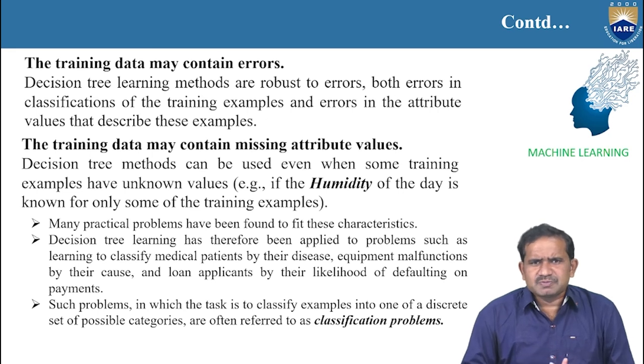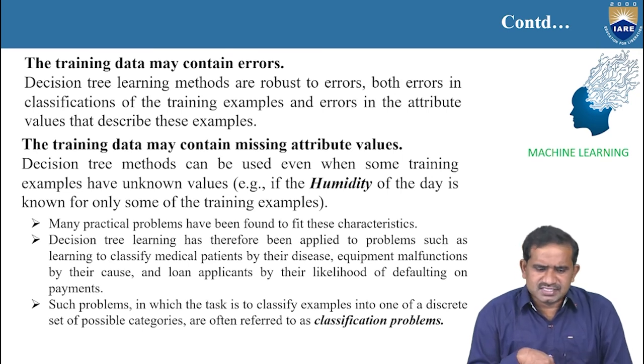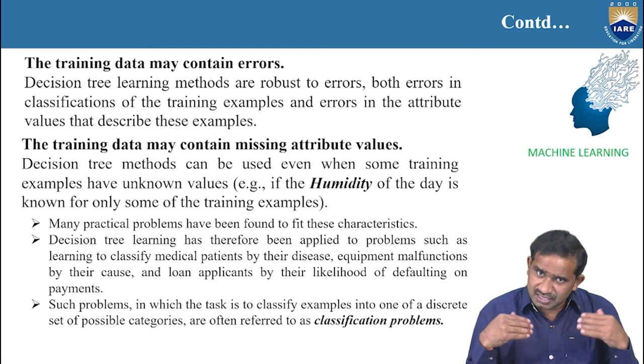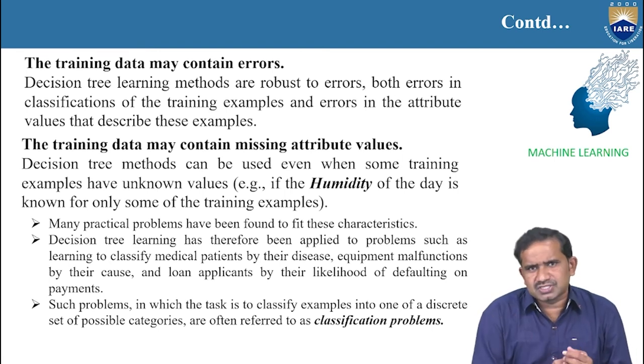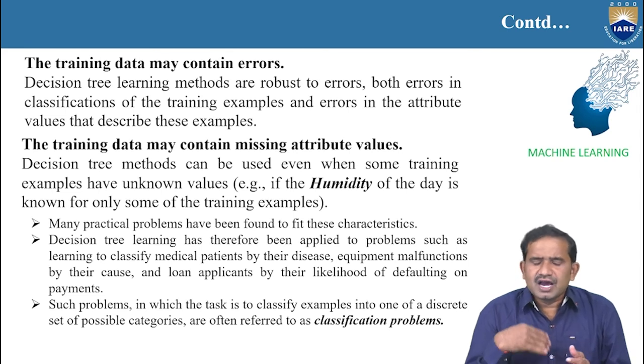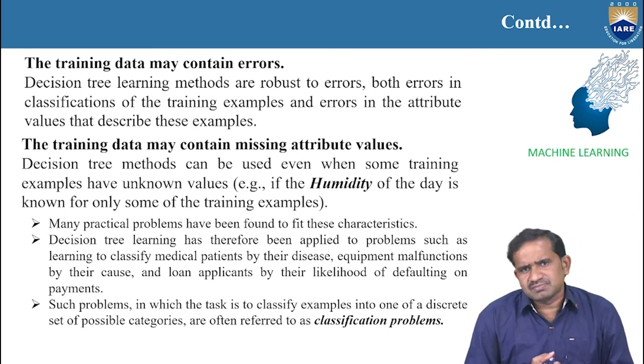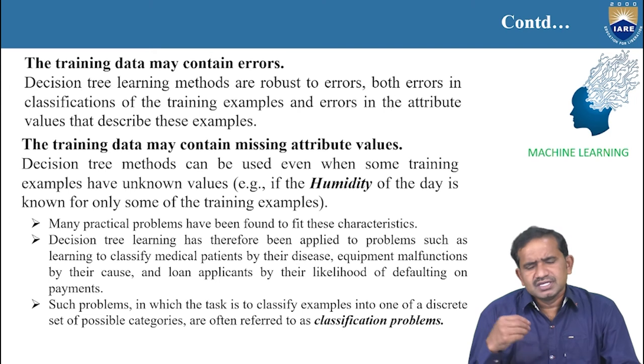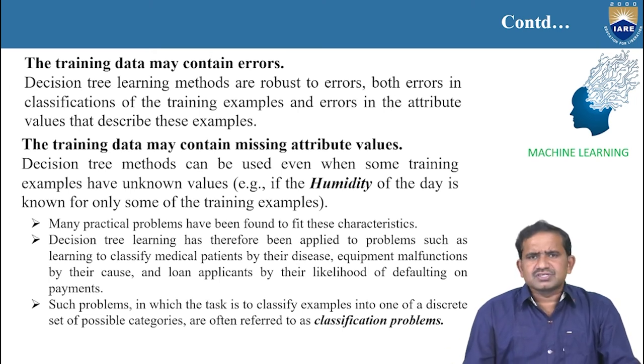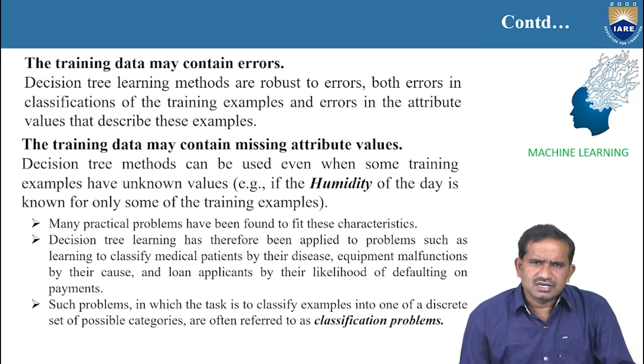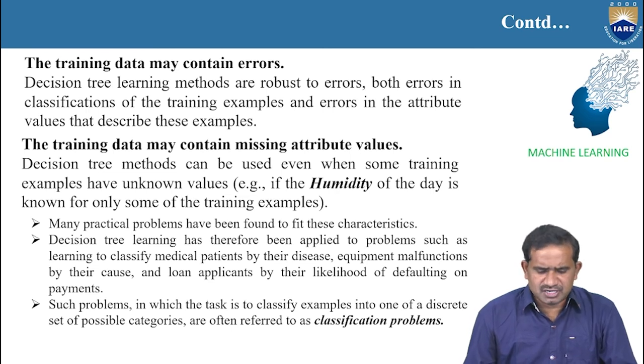One more principle in machine learning is that the more input data we give, the more accuracy we can get. So when you add more data, the training data sets may contain errors, in the classification of the training examples or in the attribute values. Fifth, the training data may contain missing attribute values. Sometimes it is not possible to provide the exact information about some attribute values.